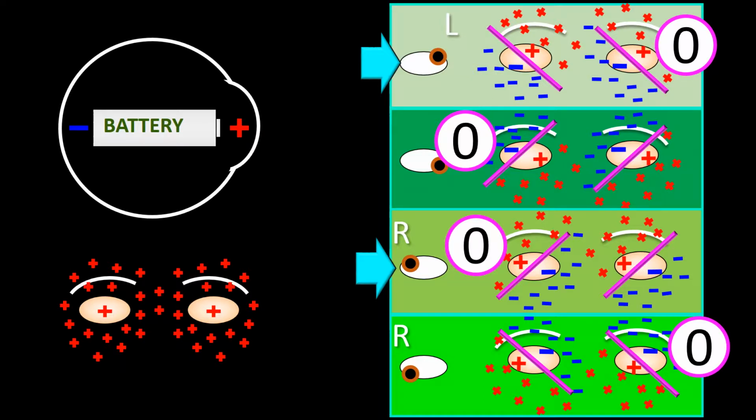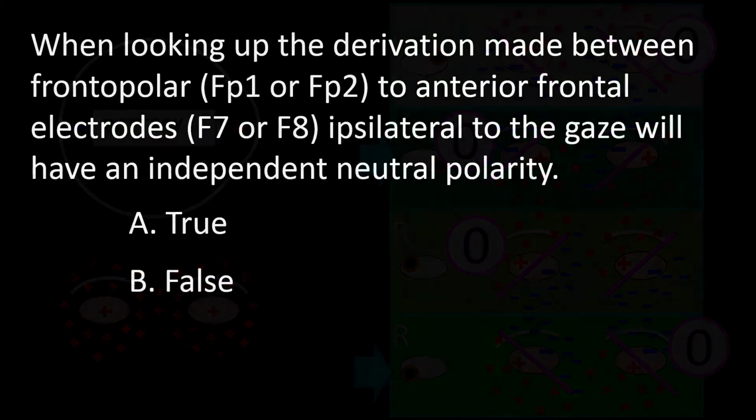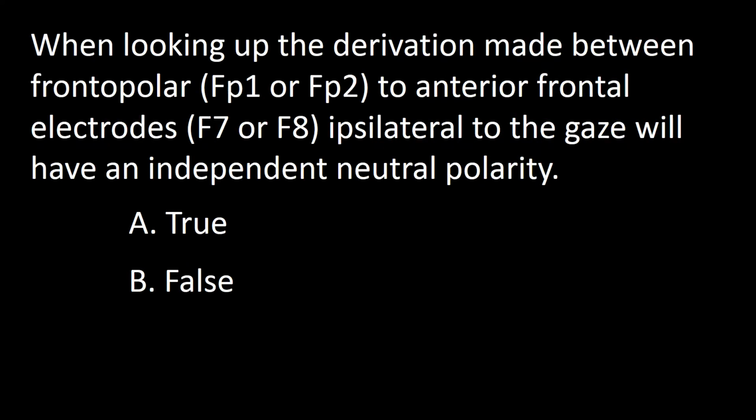Looking up, the frontopolar to frontal derivation ipsilateral to the side of the gaze will be neutral, here indicated by the 0. Looking down, the frontopolar to frontal derivation contralateral to the side of gaze will be neutral. So the answer to this question is true.